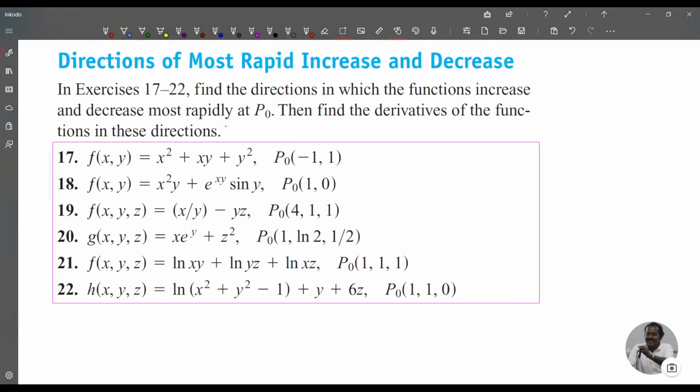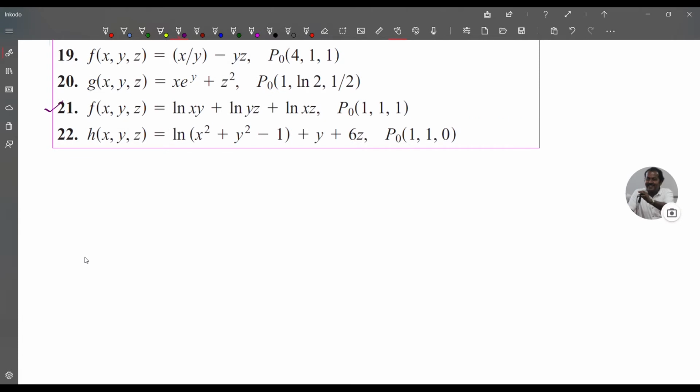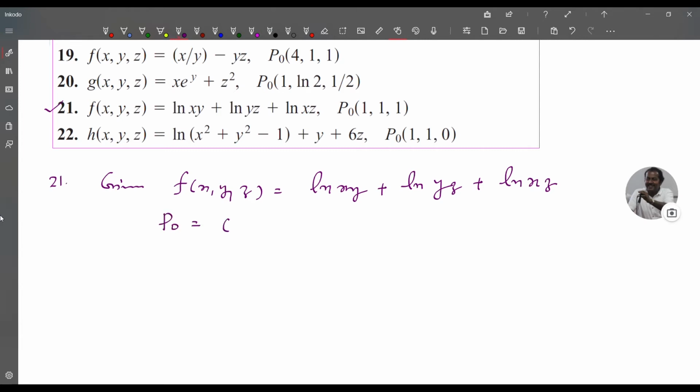Now we have some problems. We do problem number 21 and remaining problems are homework for you. Consider problem number 21. So given that f of x, y, z is ln xy plus ln yz plus ln xz, we have to find direction of maximum increase at p naught. P naught is 1 1 1.